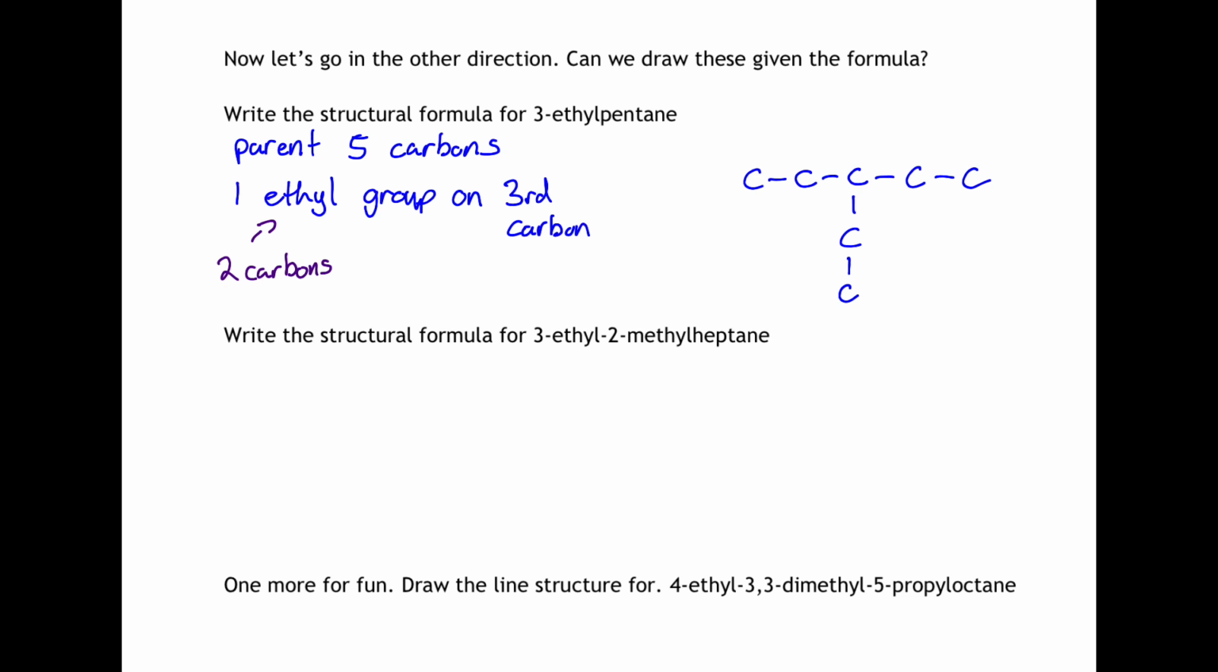Now that I think I've got 5 carbons in my parent chain, and I've got my 2 carbon ethyl group stuck to carbon 3, I will then fill in the rest of my dashes and go, oh, I need a little bit more there. Finish those all up, just to make sure every carbon has 4. And then I'm finished.